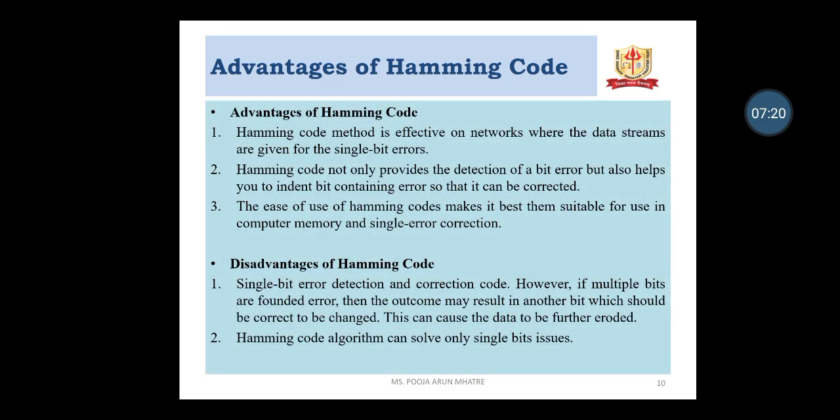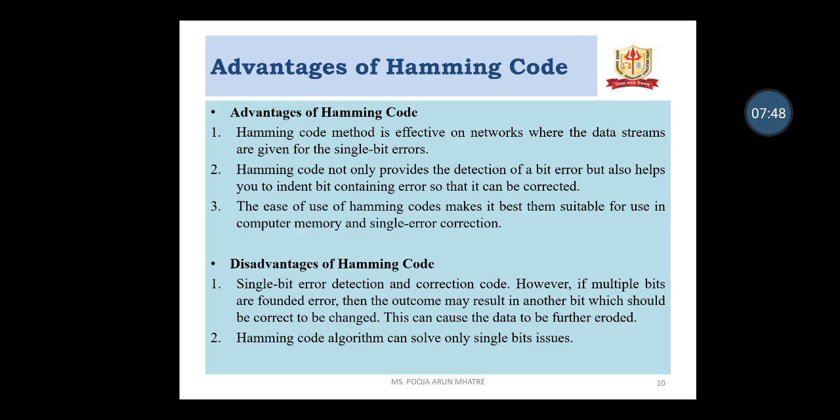Advantages of Hamming code. The Hamming code method is effective on networks where the data streams are given for single bit errors. Hamming code not only provides the detection of bit errors but also helps you identify the bit containing the error so that it can be corrected. The ease of use of Hamming codes makes them best suitable for use in computer memory and single error correction.